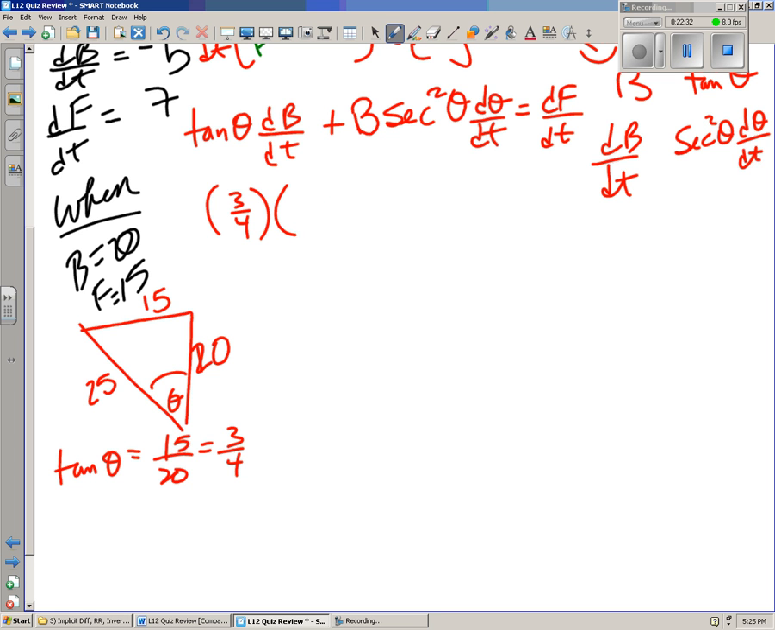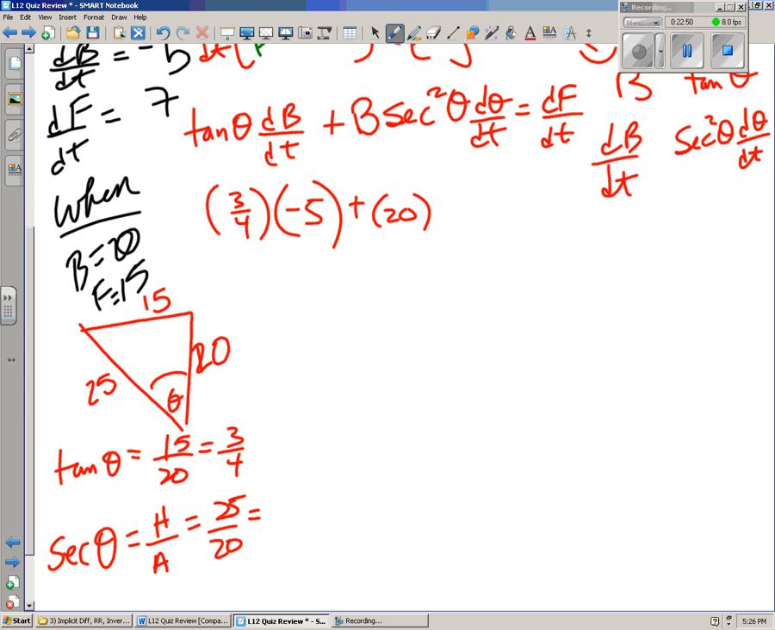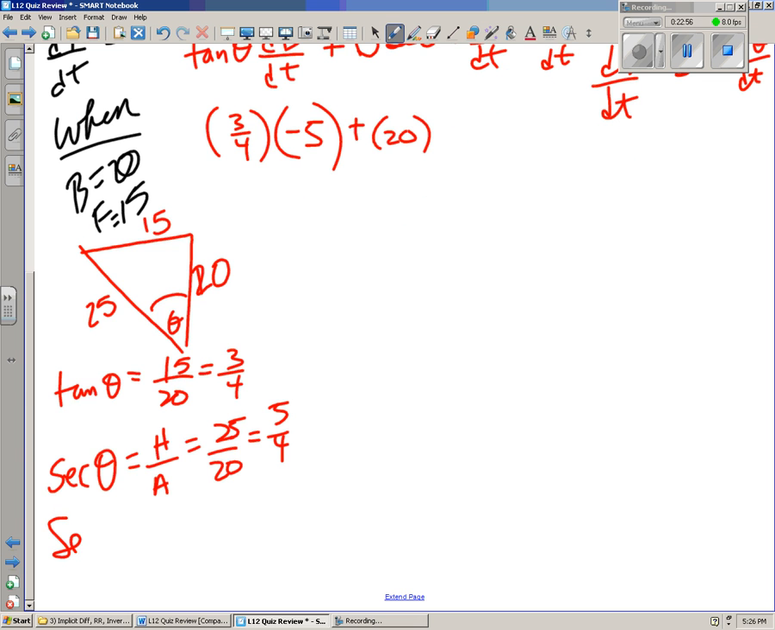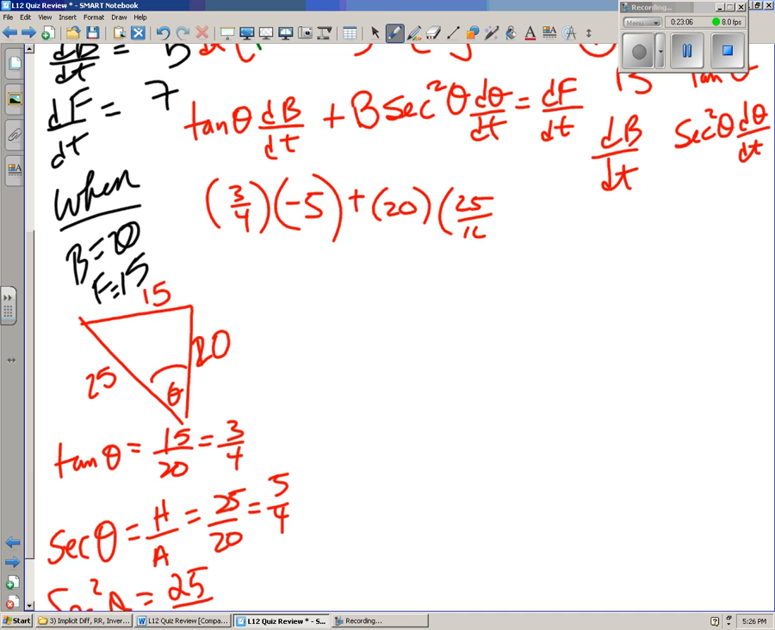Much easier to put the reduced version in. dB over dt turns out to be -5. Plus b, which was 20, times secant squared theta. Secant of theta, at this point, secant is hypotenuse over adjacent. So that's 25 over 20, better known as 5 over 4. But we need secant squared, so we'll just take that and square it. We get 25 over 16. So this becomes 25 over 16 d theta over dt, which is the guy that I want. That equals dF over dt, which is 7.